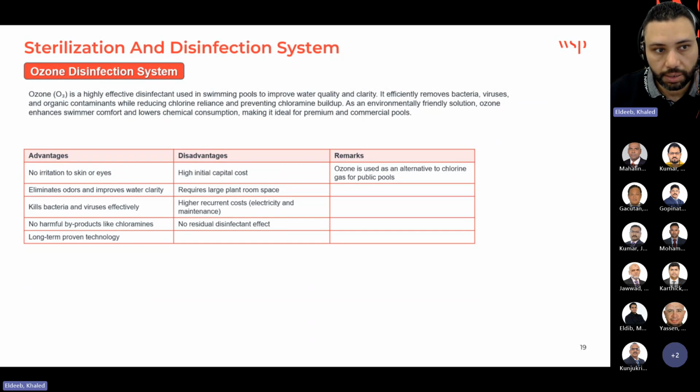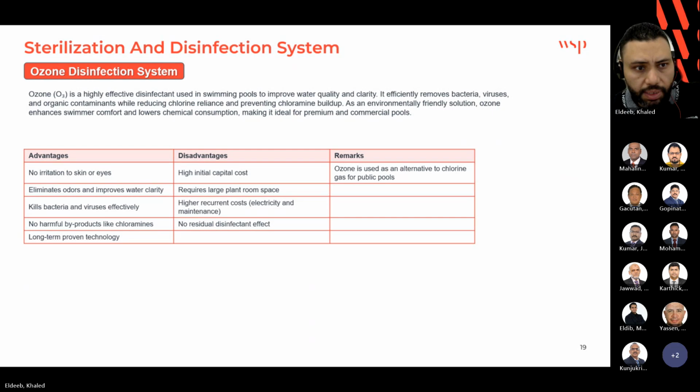Okay. This is the ozone disinfection system. We have now finished the chlorination, the electro systems, and the pH. Now in commercial pools, we use ozone as an alternative solution to reduce the dependency on chemicals. Additionally, it is actually more effective than chlorine alone. It kills all harmful microorganisms in the pool water.